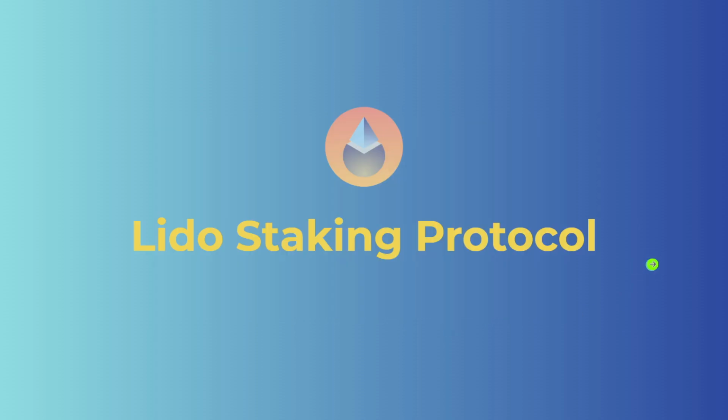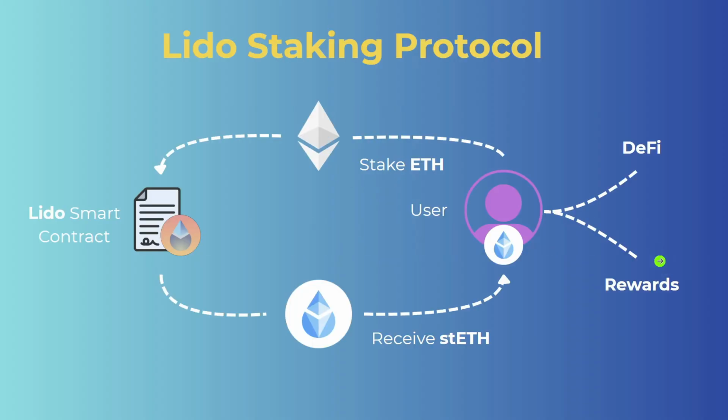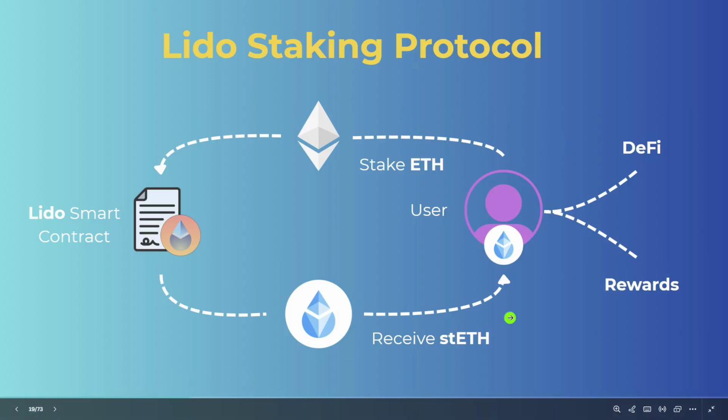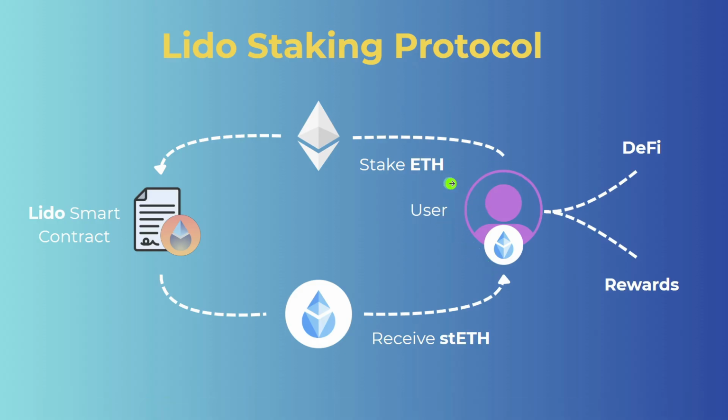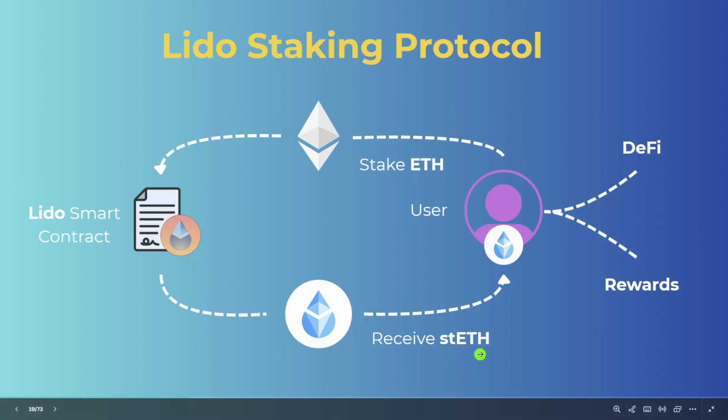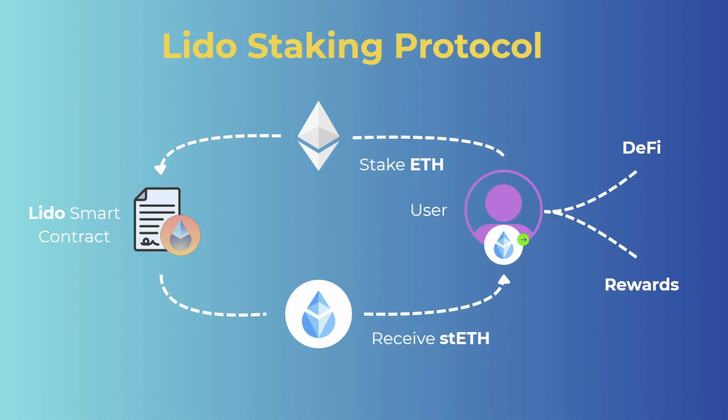So let's start talking about the Lido staking protocol. The principle of how this protocol works is explained in this slide. It is very easy. The user has some ETH. The user stakes this ETH into the Lido smart contract, and the Lido smart contract generates staked ETH that will be sent to the wallet of the user. The ratio is 1-to-1. If you stake 1 ETH, you get 1 staked ETH.